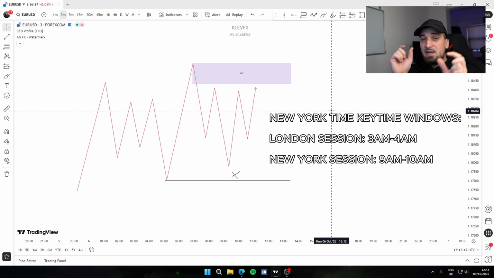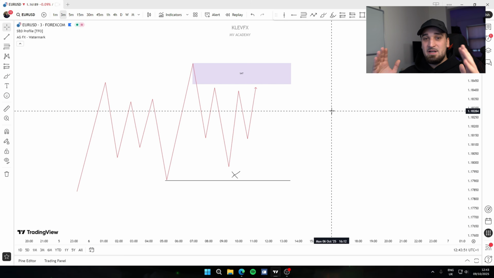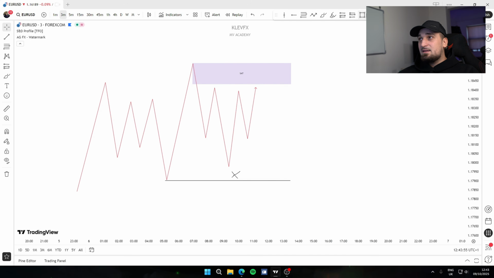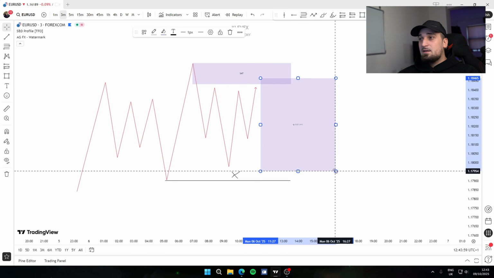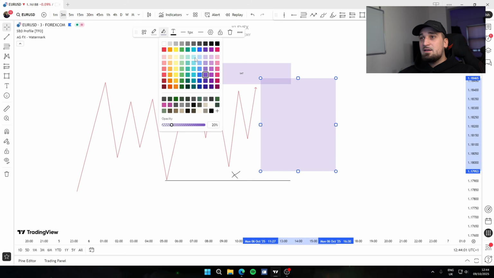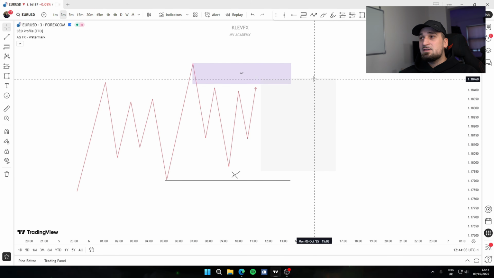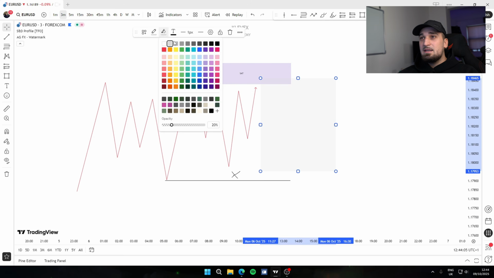Until 3 p.m. That's my key time window that I see. This is like my kill zone, where I see the most trades happening. So knowing that, let's say that this area right here, let me mark it in gray. Let me make it a really light gray, so it's easy to see.